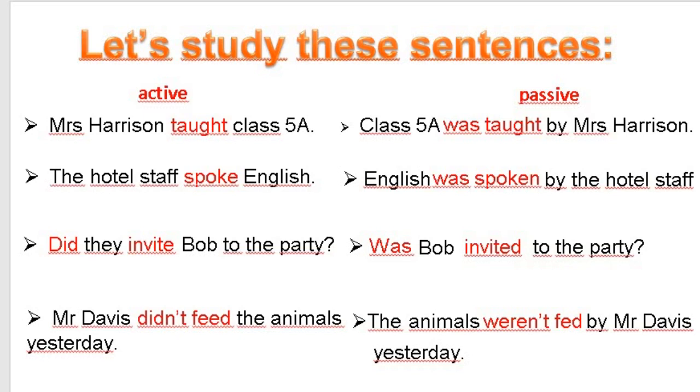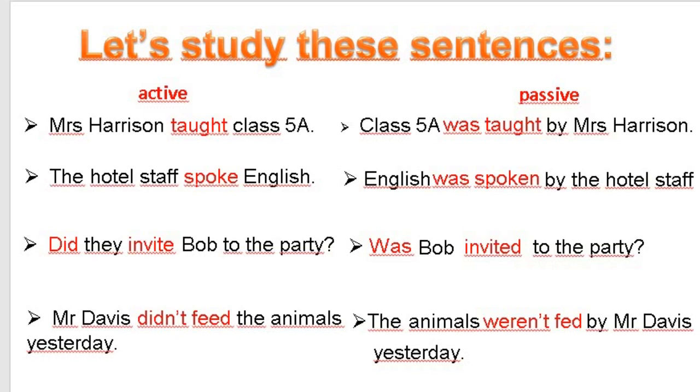Now let's look at this sentence. Class 5A, it is singular. It was taught by Mrs. Harrison. It's the passive form. Now let's look at the second one.